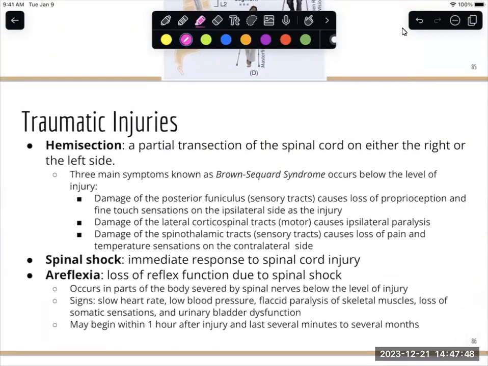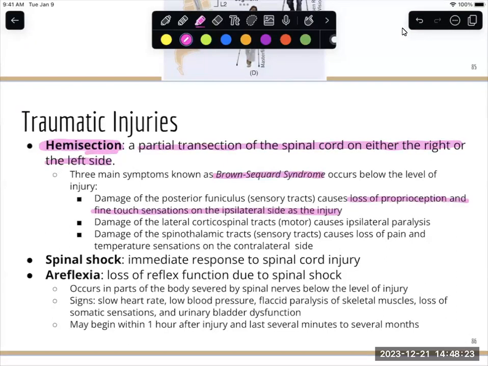So, a hemisection. That is a partial transection of the spinal cord on either the right or the left side. This is known as Brown-Séquard syndrome. In Brown-Séquard syndrome, they're going to have these three. They can have loss of proprioception, so where their joints are in space, and fine touch sensations on that same side of the body that the injury is on.